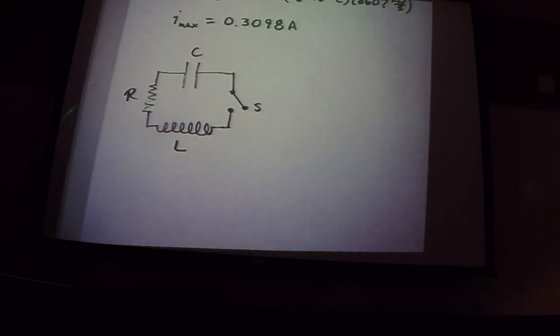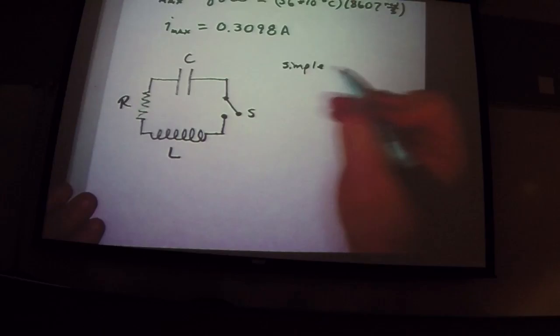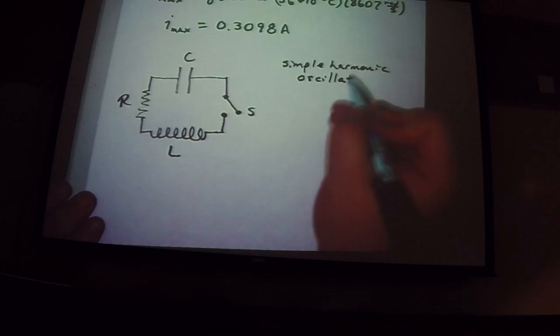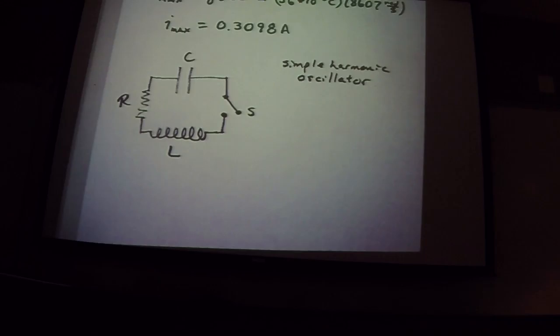What would this be? Well, without the resistance in here, right? Without the resistance in here, it's what we call a simple harmonic oscillator. That's the LC. That's just the LC, okay? With just the LC.